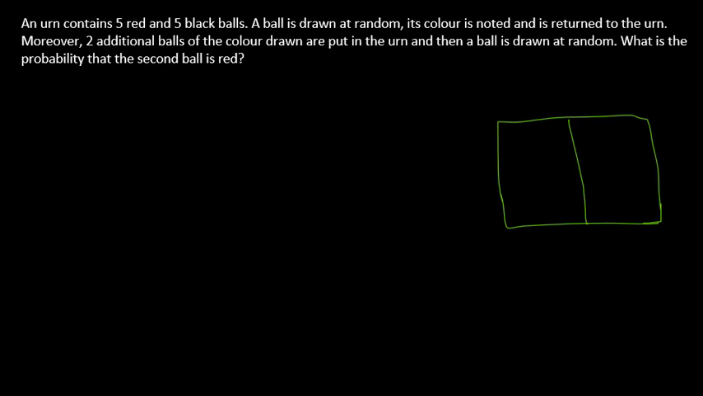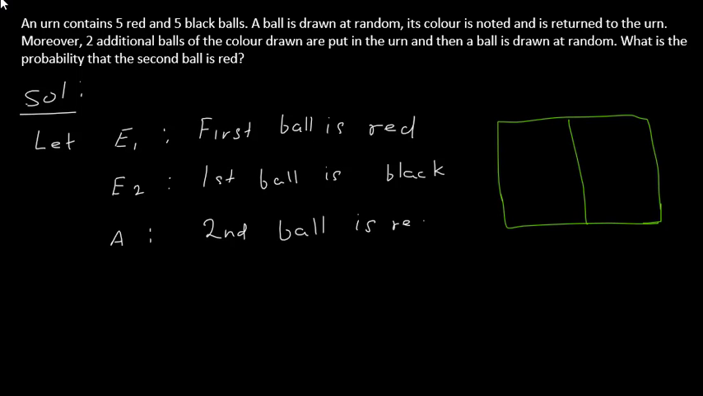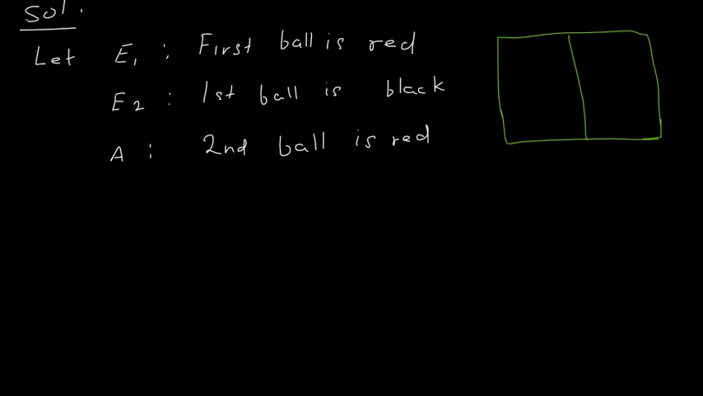Okay, here let us define, I will say that in the solution, let E1 be the event first ball is red and E2 is the event first ball is black, and A is the event second ball is red.